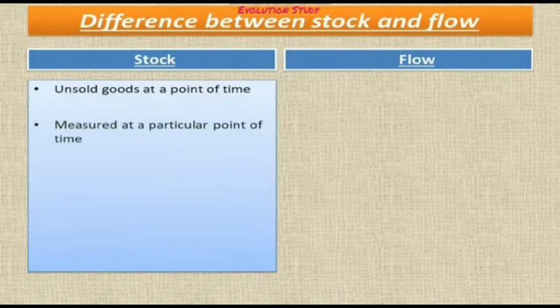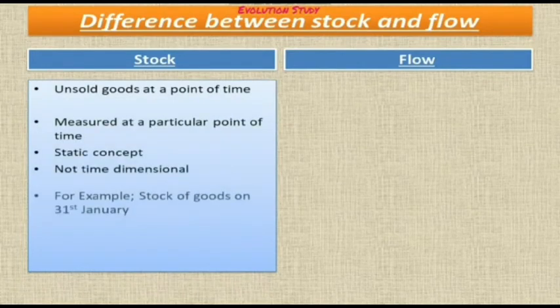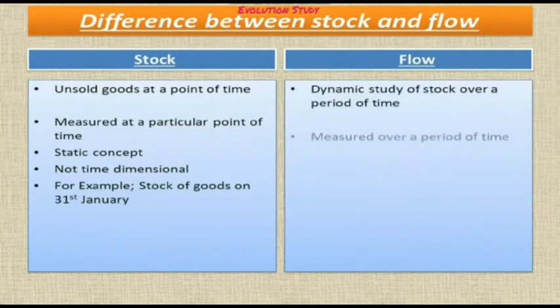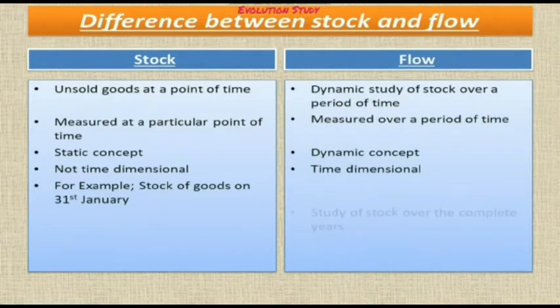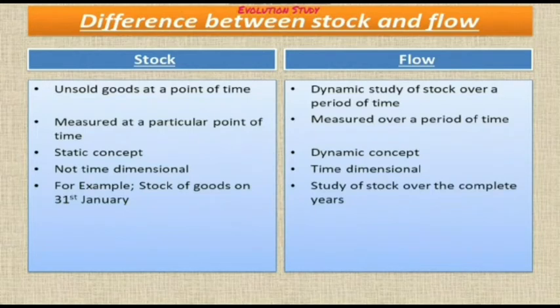Now for your benefit, there is a chart given here which shows the difference between stock and flow. Stock is unsold goods at a point of time, and flow is a dynamic study of stock over a period of time. Stock is measured at a particular point of time, but flow is measured over a period of time. Stock is a static concept, and flow is a dynamic concept. Stock is not time dimensional, and flow is time dimensional. For example, the stock of goods on 31st January falls under stock. For example, the study of stock over the complete year falls under flow.